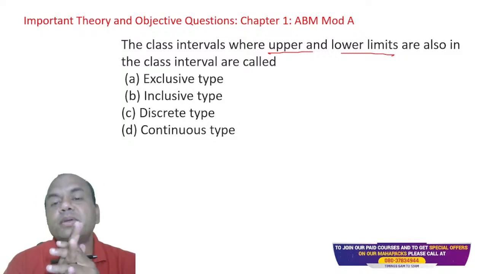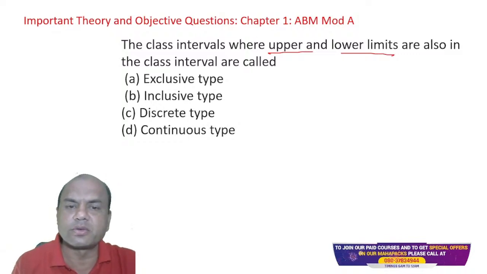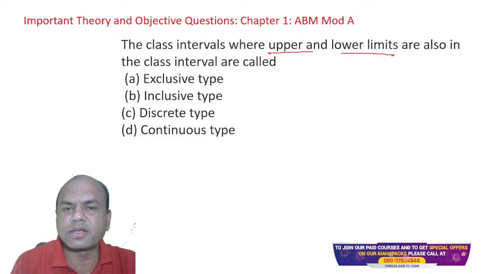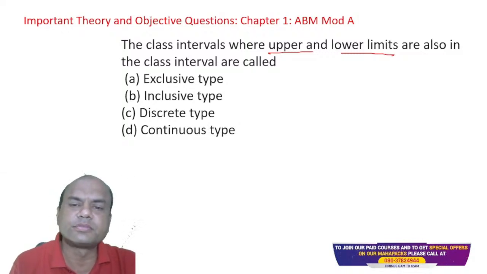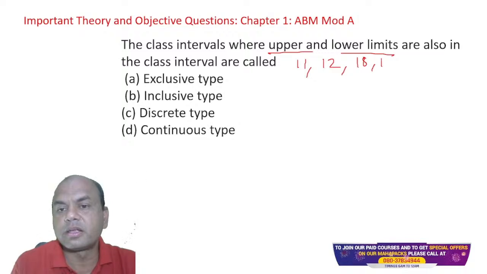Upper and the lower limits are included. Okay, let me give you the logic over here. Suppose there are these numbers. Let me start: 11, 12, 18, 19, then let's say 23, 27, and 29.